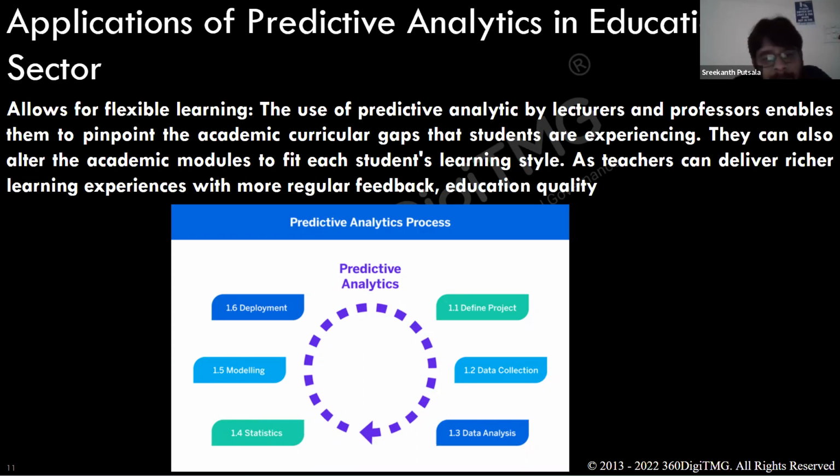So basically, what happens in predictive analytics? We define a project. Here we are specifically discussing educational data. Then we collect data, then we analyze data, then we look into statistics, then we build a model, then we deploy it. Okay, so predictive analytics goes this way. So the 6 different phases of CRISP-ML(Q).